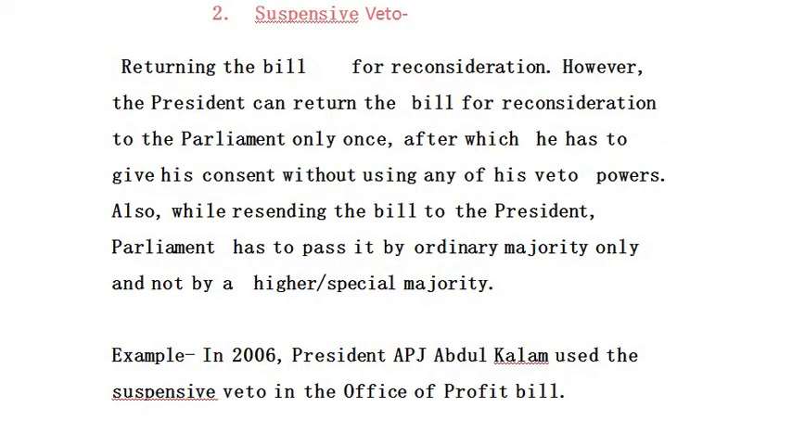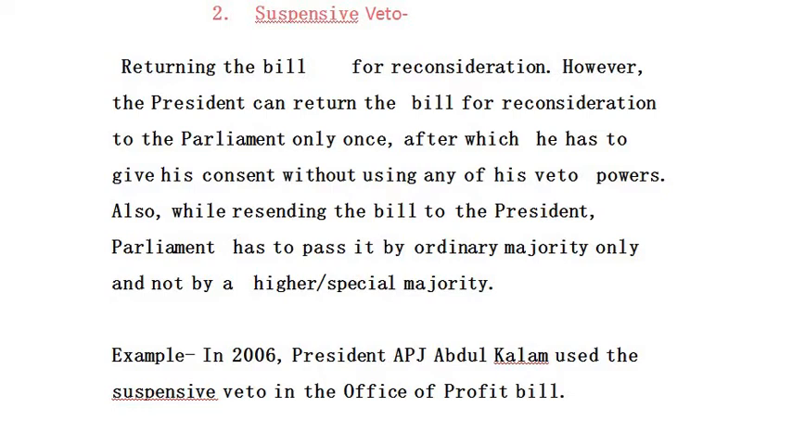Then comes the suspensive veto: returning the bill for reconsideration. That means if both houses pass the bill and it comes to the president for his assent, but the president feels that there have to be some minor changes in the bill, then he returns the bill for reconsideration with some minor changes. However, the president can return the bill for reconsideration to the parliament only once, after which he has to give his consent without using any of his veto powers.